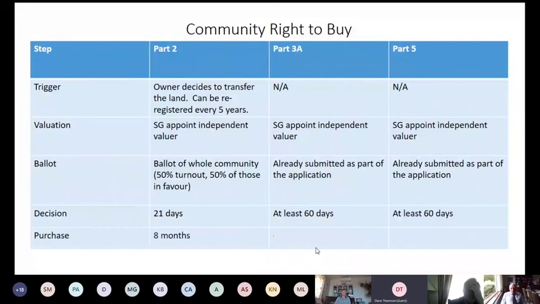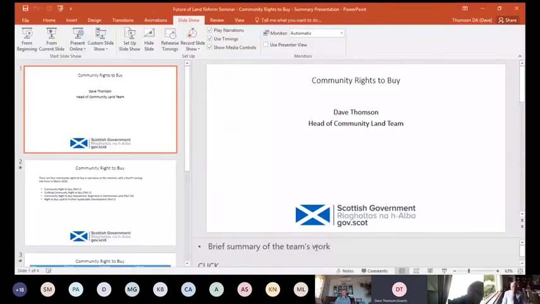And then once we've got your decision, you have a period of time in which to conclude the purchase. That period can be extended by agreement between the group and the owner. And the owner is not allowed to unnecessarily delay that process either, or the court can make an order to take it forward anyway. Under Part 2, you're given 8 months. Under Parts 3 and 5, you're given 6 months. So things like funding for your purchase, start that process before you get a decision. Give yourself as much time as possible to essentially do the paperwork. But those periods can be extended by agreement. And I think that was that.